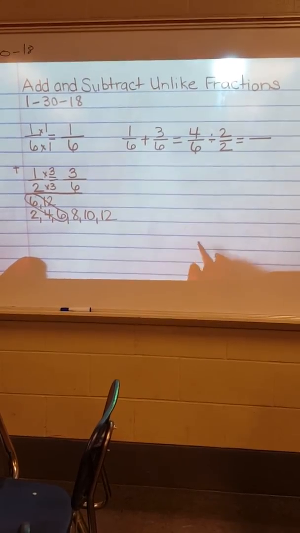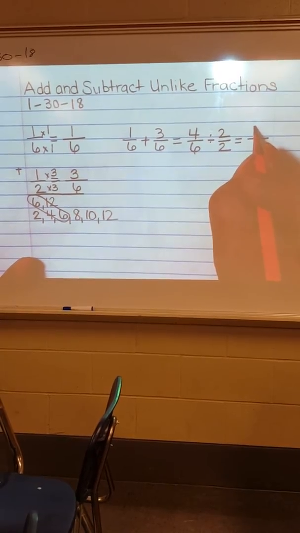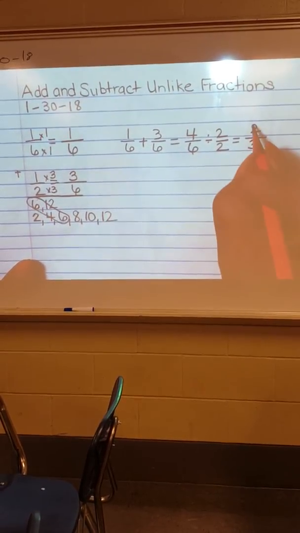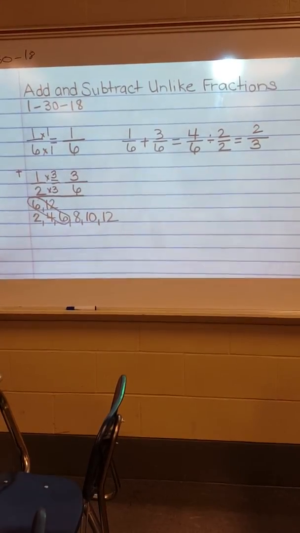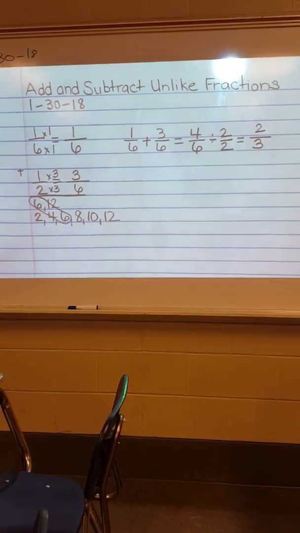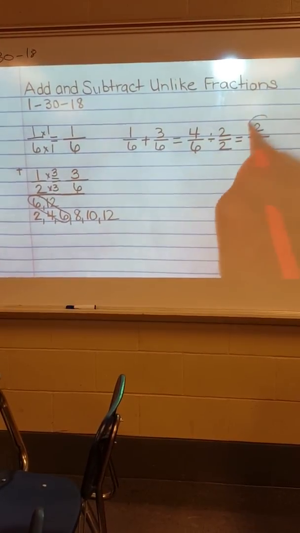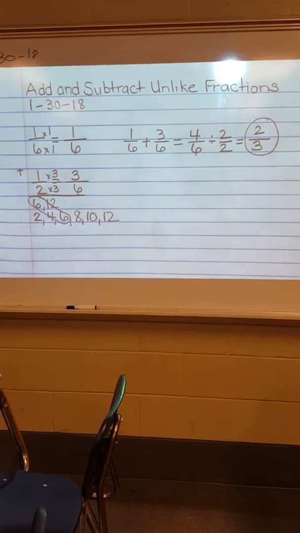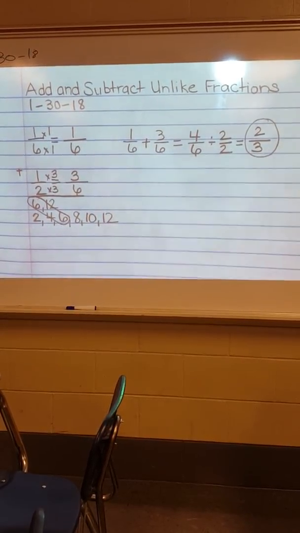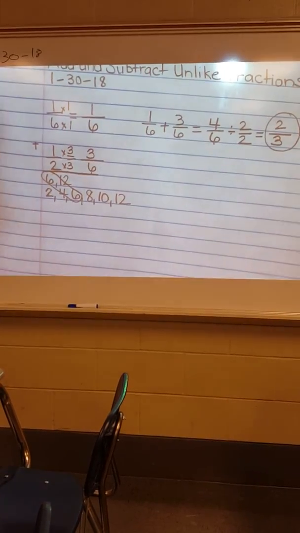And Jatarius, let's finish this off. 4 divided by 2 equals 2. Got it? And 6 divided by 2 equals 3. That is in simplest form. A fraction is in simplest form when it can be divided by only 1. So we have finished that particular problem. We're going to do one more just to make sure we understand what we're doing. And this time we're going to subtract but the rules will still be the same.